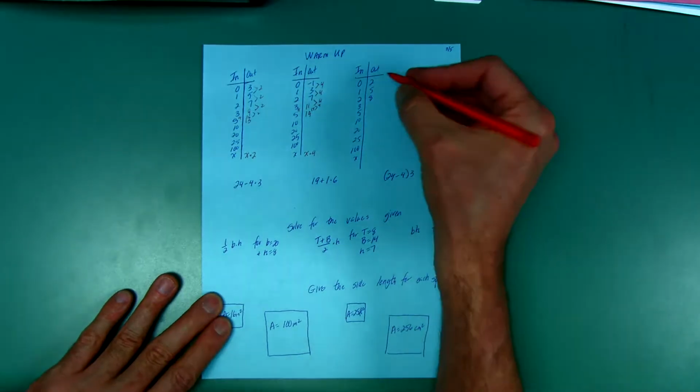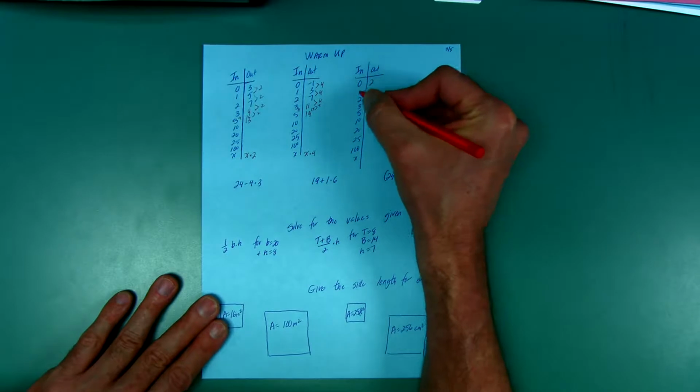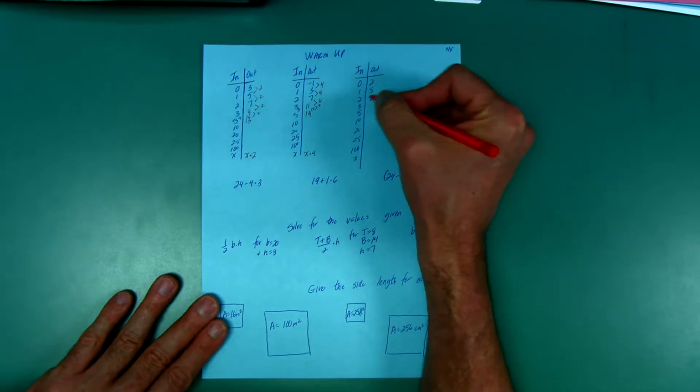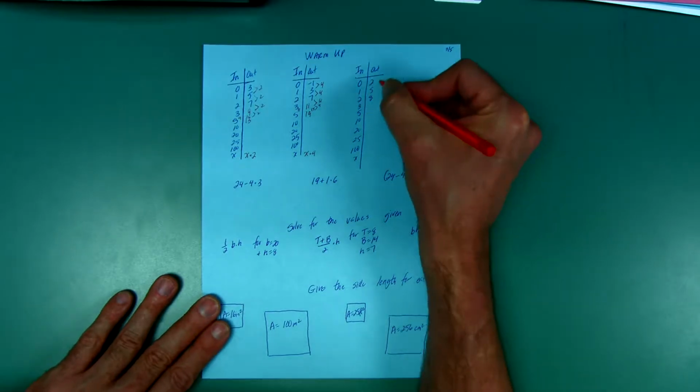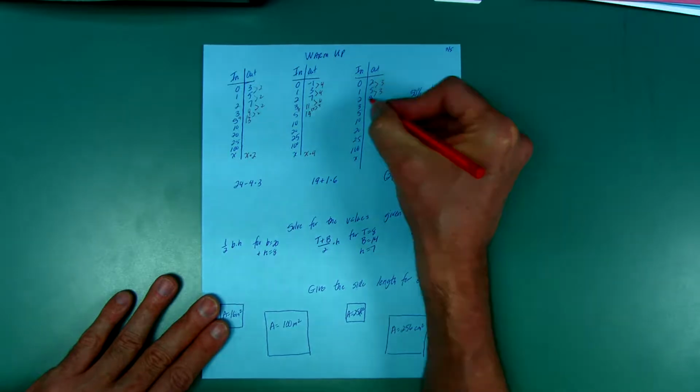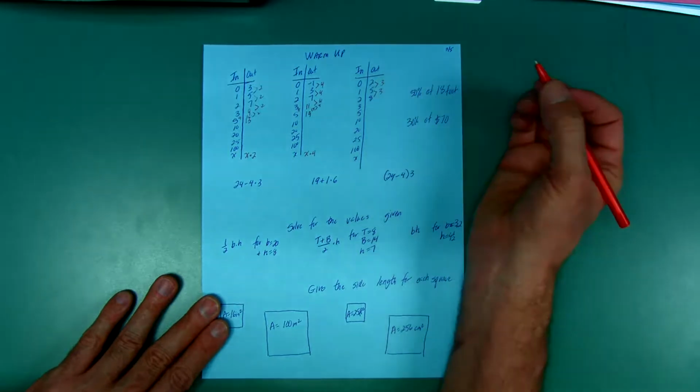All right, how about this one? 0 goes in, 2 comes out, 1 goes in, 5 comes out, 2 goes in, 8 comes out. What is the difference here? Difference seems to be 3. So what do you think is going to come out if he let it?